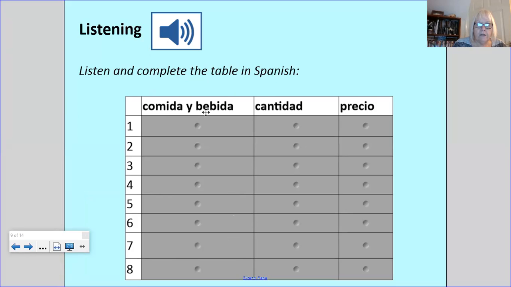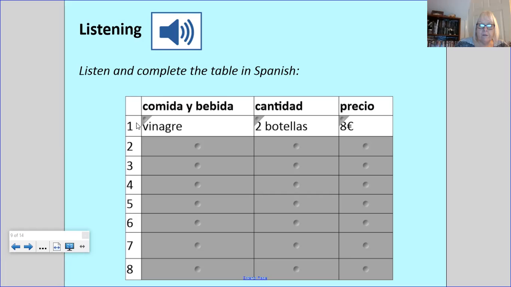The sorts of things that are going to be coming up here are vinagre, vinegar. Now he talks about olive oil, but there isn't any, so he ends up buying vinegar. Cantidad, what would vinegar come in? It would come in a bottle. So here he wants 2 bottles, dos botellas. And the precio, I can't remember, but it's 8 euros for the 2 bottles of vinegar.